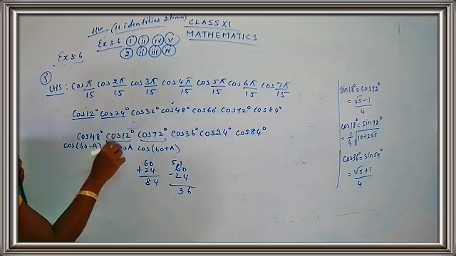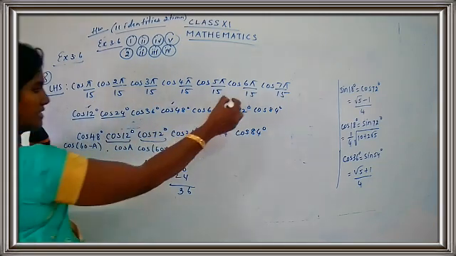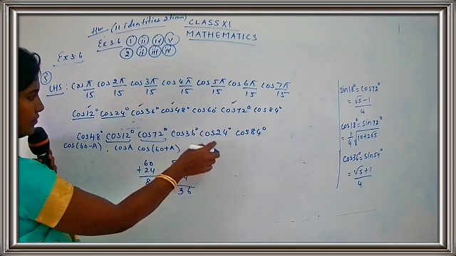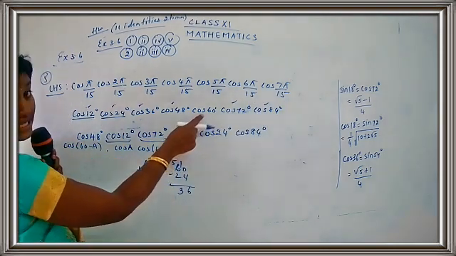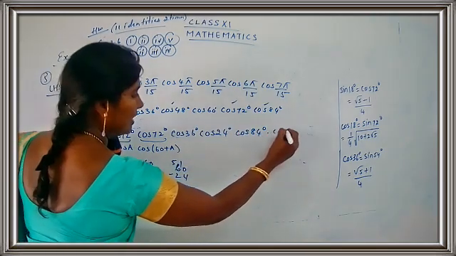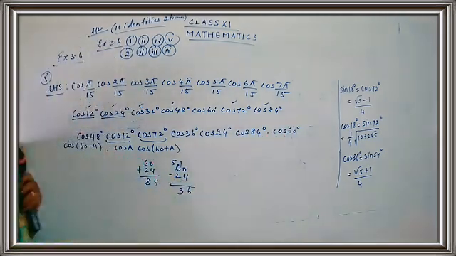Let me see what are the angles that we have chosen. 48 is done. 12 is taken. 72 is done. 36 is here. 24 is taken. 84 is taken. So what is left? At the last, 60 is left. 60 is not having any pair. No problem, right? Cos 60 as it is.